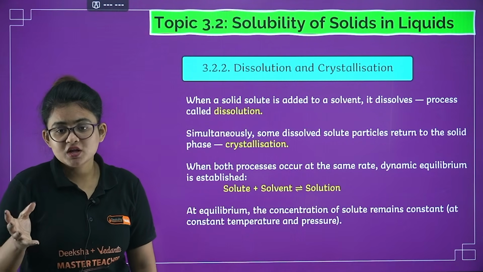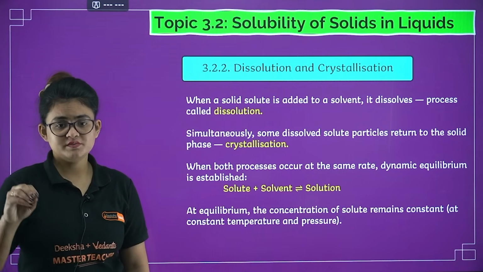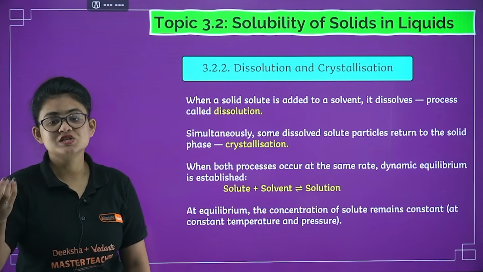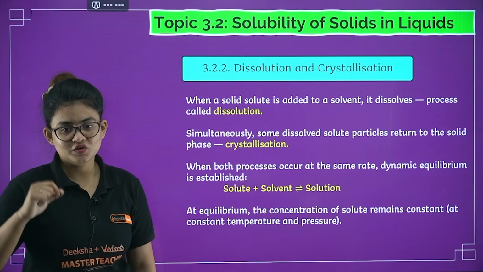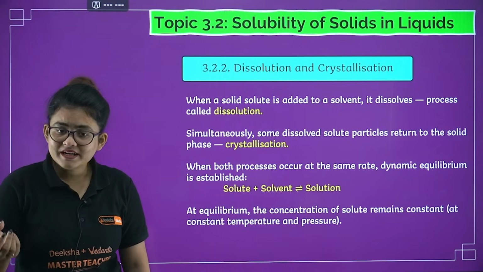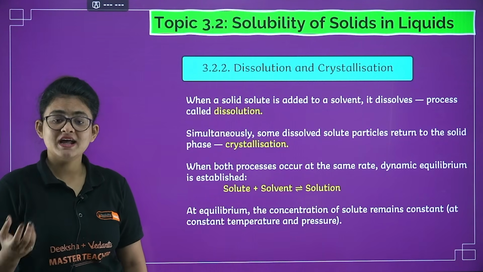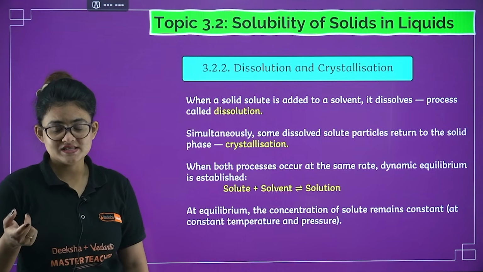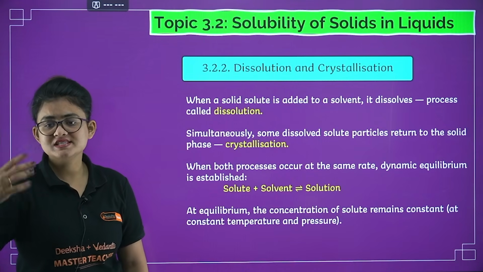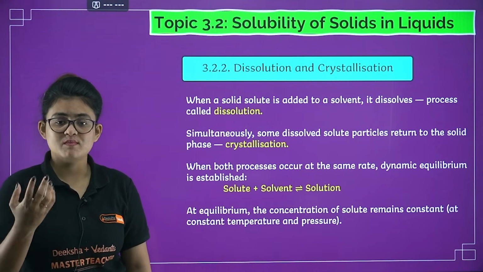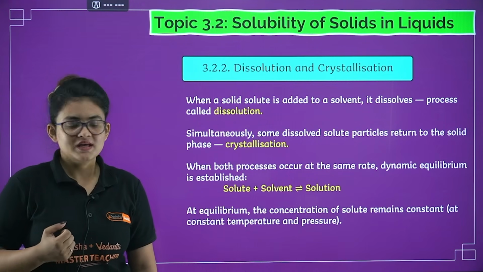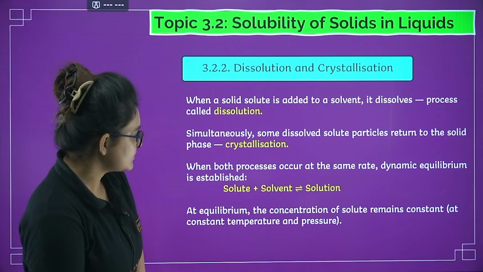Solute plus solvent will give you the solution. So what is the moral of the story? First you put some solute in the solvent. What will happen? It will get dissolved. The process is called dissolution. Then that dissolved solute can come back to its solid phase. That is called crystallization. When these two processes occur at the same rate, a dynamic equilibrium is established. Okay, I guess it's clear to you.